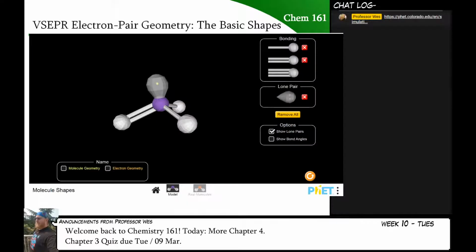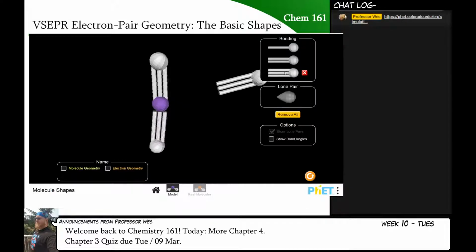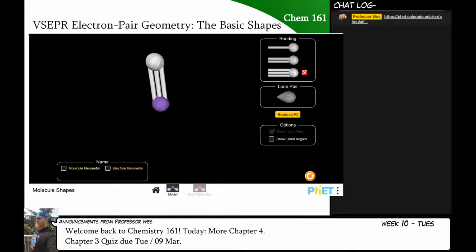So again, let's go through all of these one at a time, just real quick. Let me clear everything. I'm just going to use single bonds, but you could use any group you want. I could do everything in triple bonds if I wanted to, but that would look really silly to some degree. So I'm just going to put single bonds in.